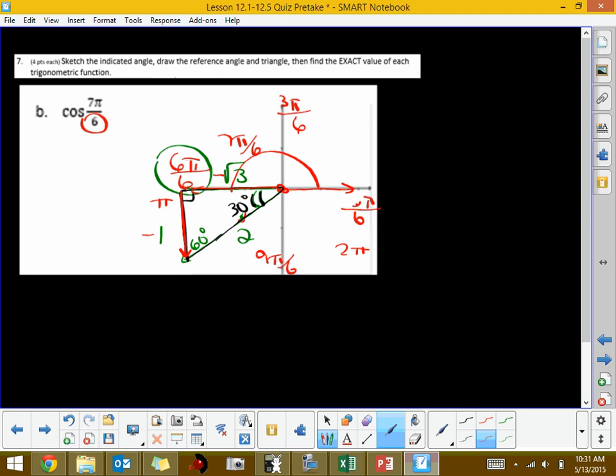Now I find the appropriate trig ratio. They want cosine. And cosine forces us to find the adjacent side length and put it over the hypotenuse. So in this problem, the answer is a negative square root of 3 over 2. That is the cosine of 7π/6.